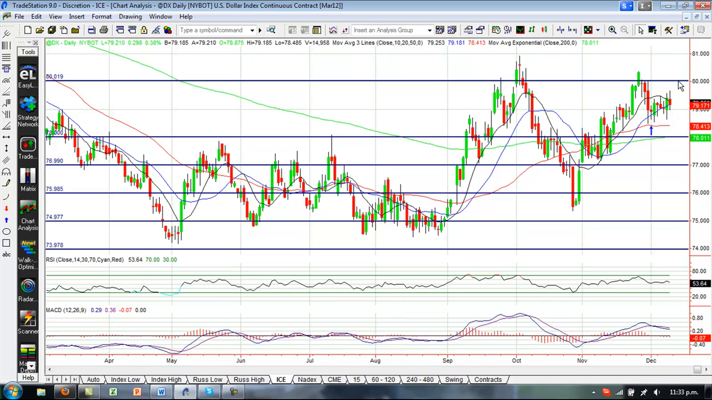I would not be surprised at all in the shorter term if we tested 80 before deciding at that point whether we're going to fail once again. So I think if we do get up to 80, 80 is going to act as some pretty decent resistance, as it has here, even in recent times.